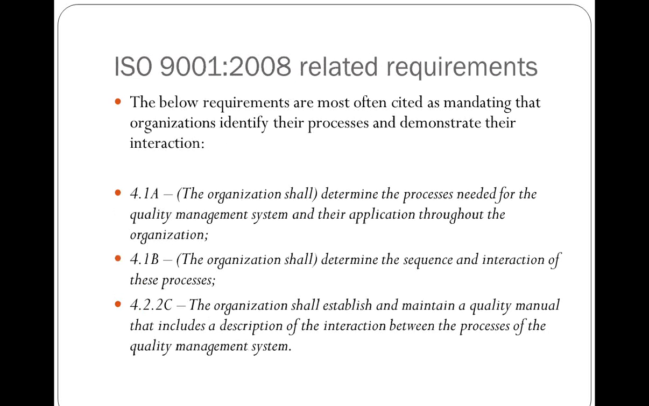And there are actually clauses from both versions of 9001 that put this across. In 9001-2008, there are three primary clauses. 4.1a states that an organization has to determine the processes that are needed and their application. 4.1b states that you have to determine a sequence and interaction of your processes, and in 4.2.2 it states that you have to have a quality manual that includes a description of the interaction that you've determined.